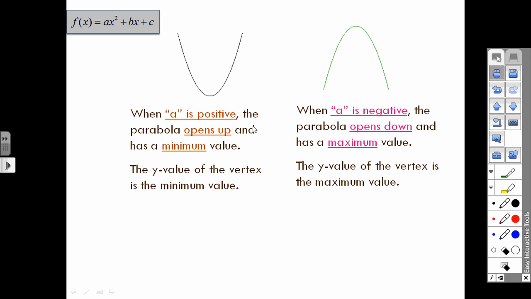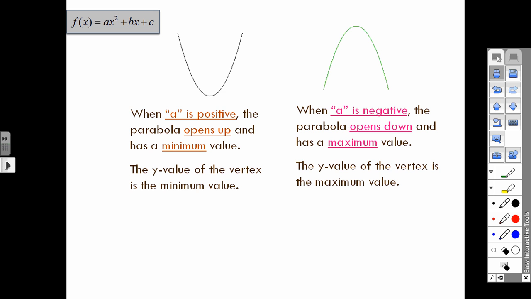But what's more interesting is the fact that one of these has a minimum value and one of them has a maximum value. So the minimum and maximum are always found at the vertex. Because this one is opening up, it has a minimum value all the way down there. And this one has a maximum because it's opening down. So the maximum has a vertex all the way up there. And when we talk about the minimum and maximum values, we're actually talking about the y value of the vertex.